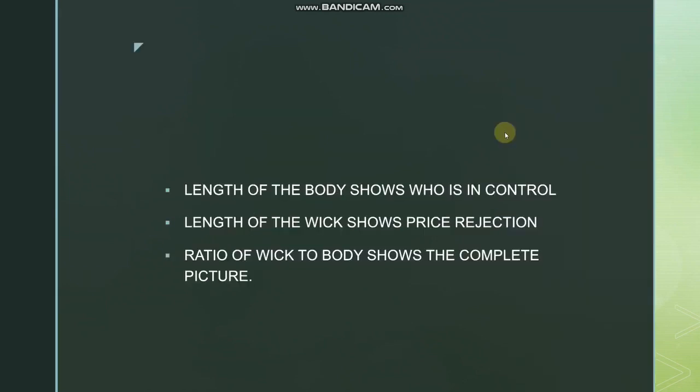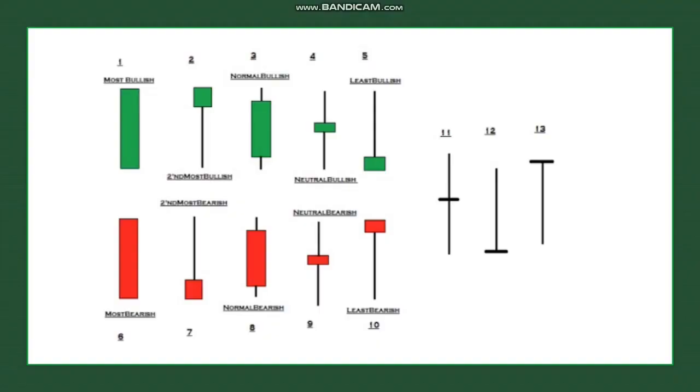The length of the body shows who is in control. Bigger the body, bigger the dominance. The length of the wick shows price rejection. The ratio of wick to body shows the complete picture. Let's try to understand every point. So these are typical candlesticks that you will see on the chart.